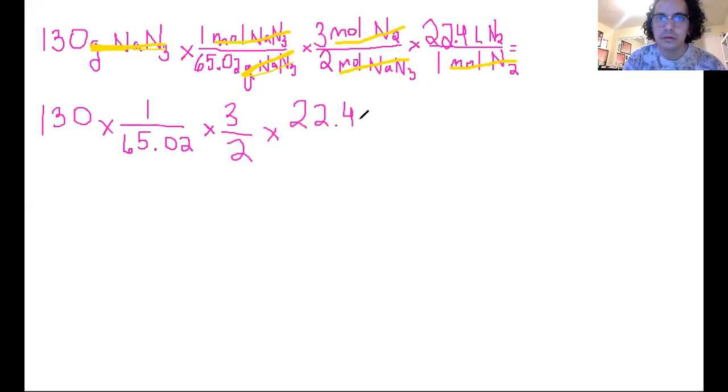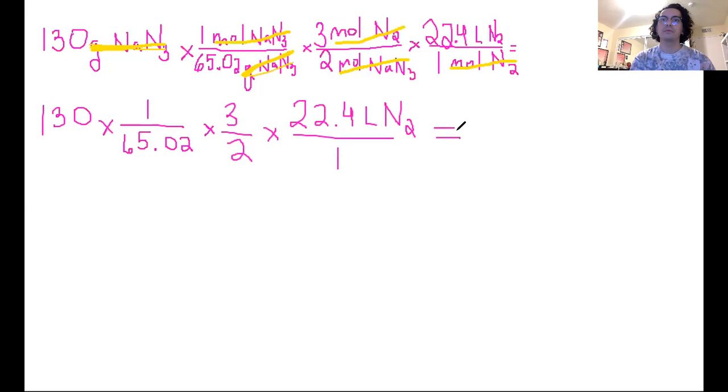And then here we've got 22.4 liters of N2 over 1. So when you are putting this into the calculator, how I do it is that I do all the numbers on top first, then divide by the ones at the bottom. So that would mean 130 times 1 times 3 times 22.4. Whatever you get, you then divide by 65.02 and then divide that by 2. So I will show you that in just one second.